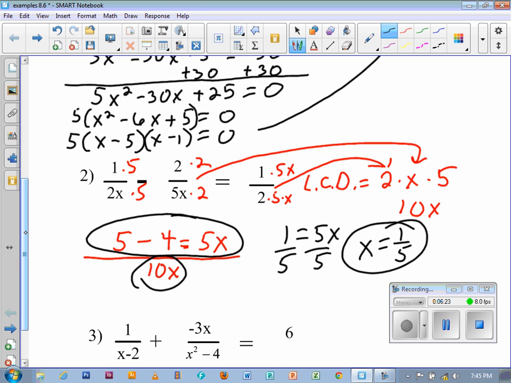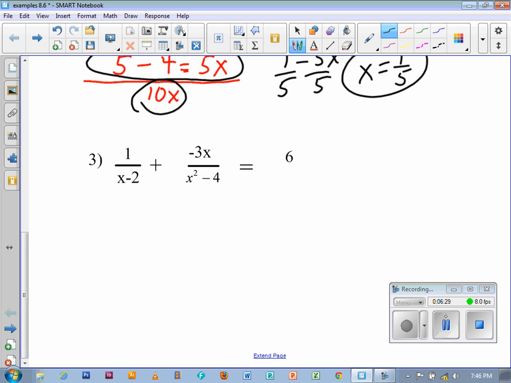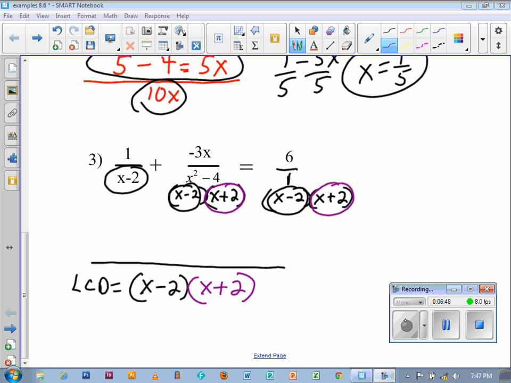Okay. Now what we're going to do, I've got one more problem to do here, and that's number 3. What I need you to do for me, I'm going to hit pause. I want you to find the LCD of these two fractions, and then put 6 over 1 and include that in your LCD. So I'll give you a few moments to do that, and when you come back, I'll have it all worked out for you. Okay, welcome back.